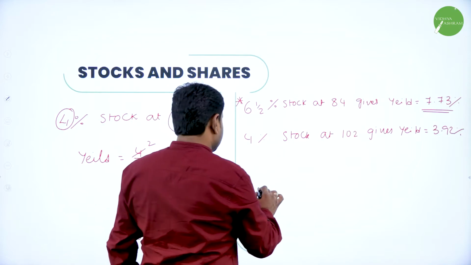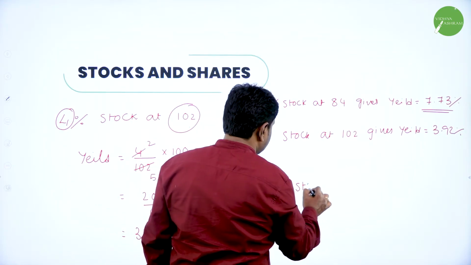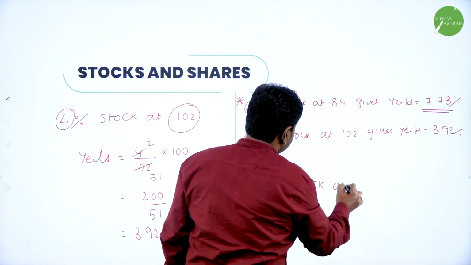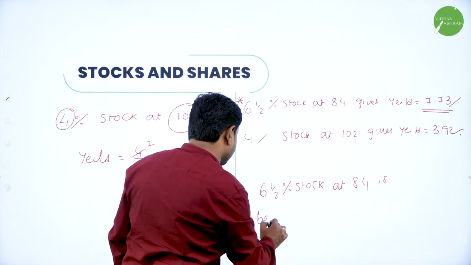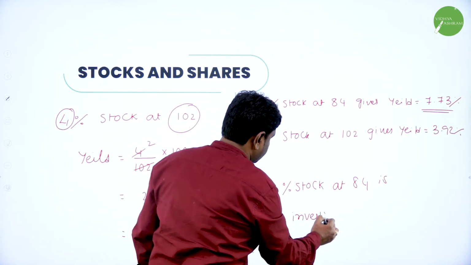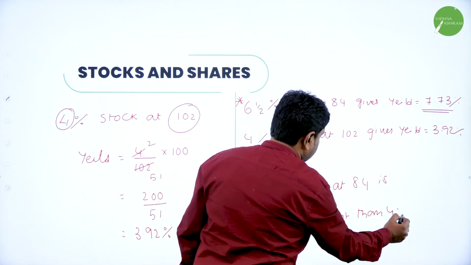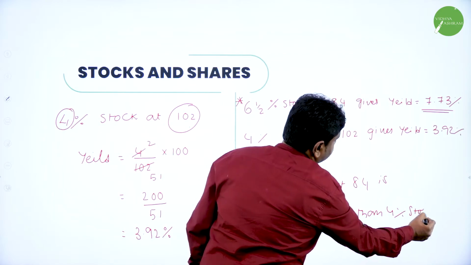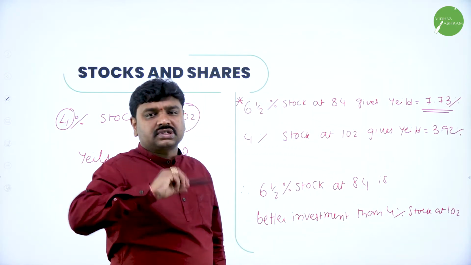So we conclude that 6 1/2% stock at 84 is a better investment than 4% stock at 102. I hope all of you understood this.